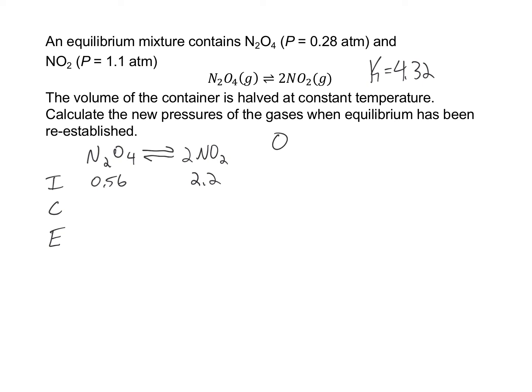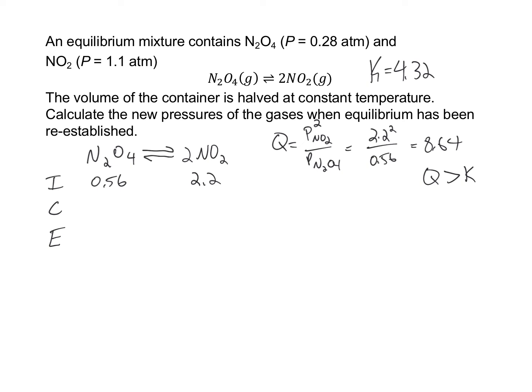So Q is, of course, the pressure of NO2 over the pressure of N2O4. So then we have 2.2 squared over 0.56, and that gives us 8.64. Right, so this is telling us that Q is greater than K. Right, and so I have too much NO2.